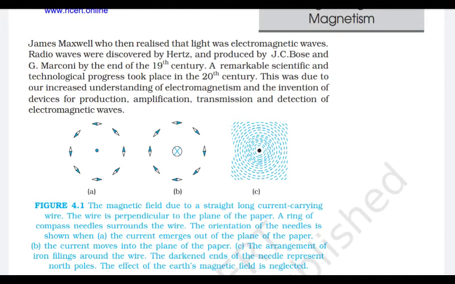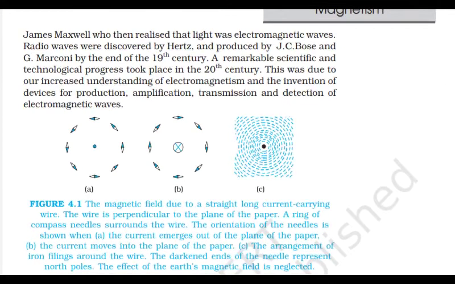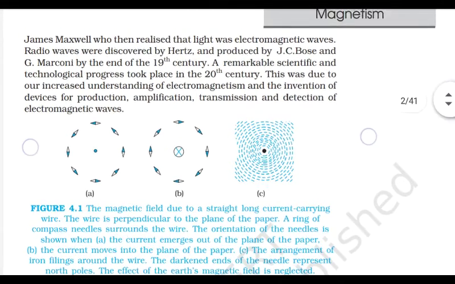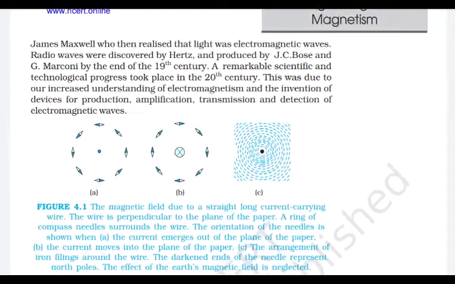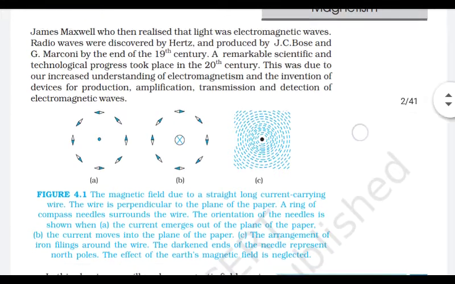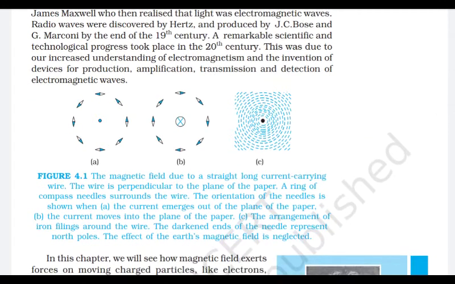Around this, if you place a magnetic needle, it will align in such a way that you will get a circle. A, B, C all represent the same. In A it is one circle, but actually there are so many circles around it. You can see here the magnetic field of a straight long current carrying wire.